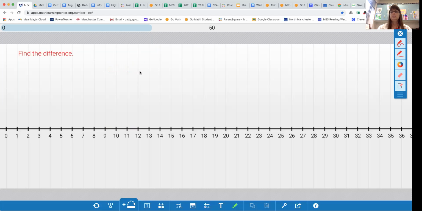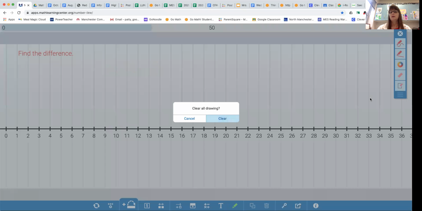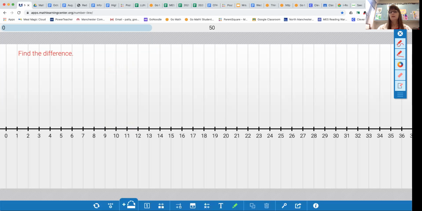7 take away 2. And again, this would be a great one to count back on the number line because I'm only going to go back 2 spaces. So I'm going to start at 7 and go 1, 2. So 7 take away 2 equals 5.